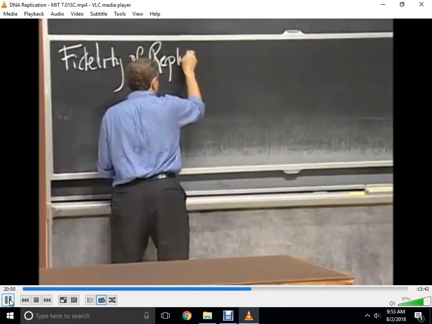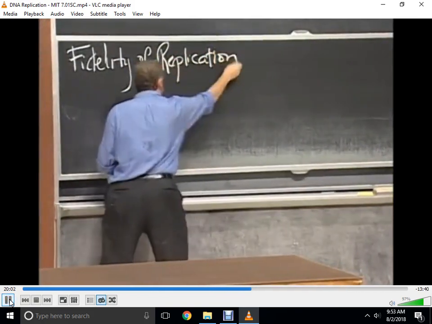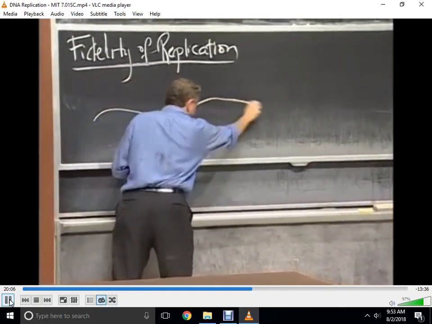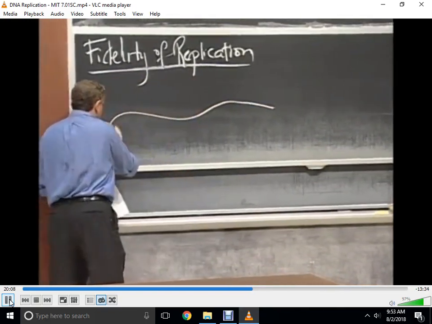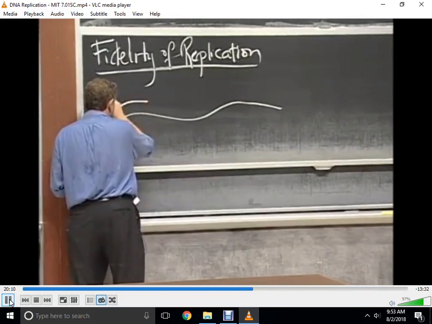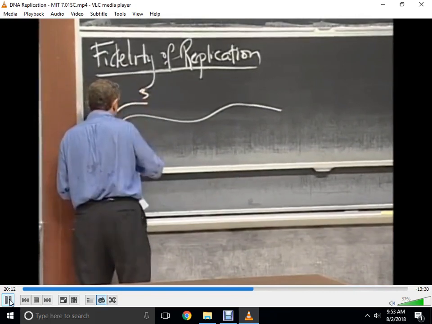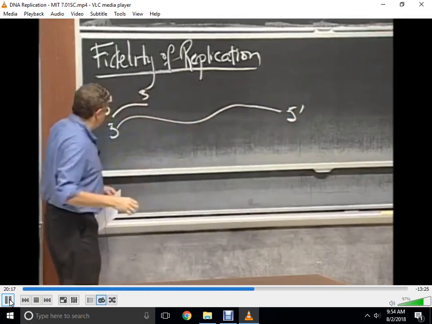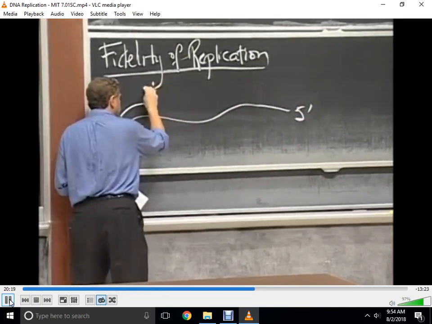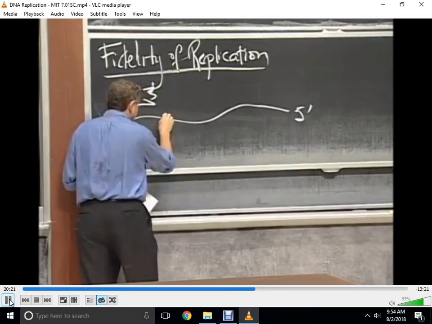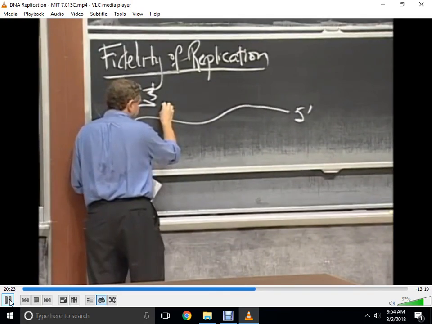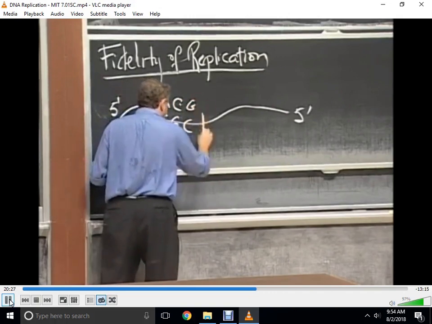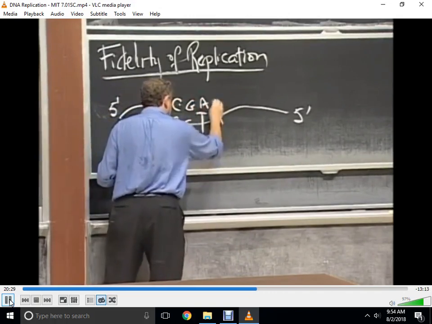We go for this template 5' to 3'. If it's a G, C, G, T, A, T, etc., why does the right base go? Hydrogen bonding.